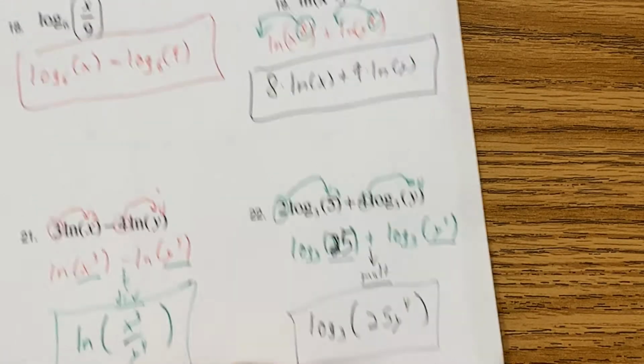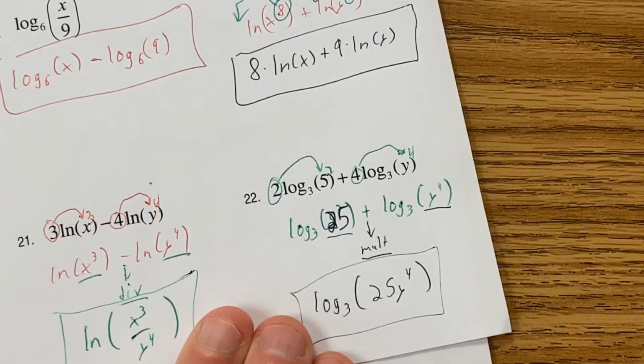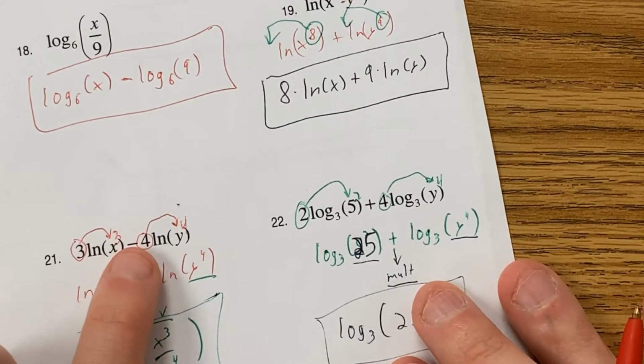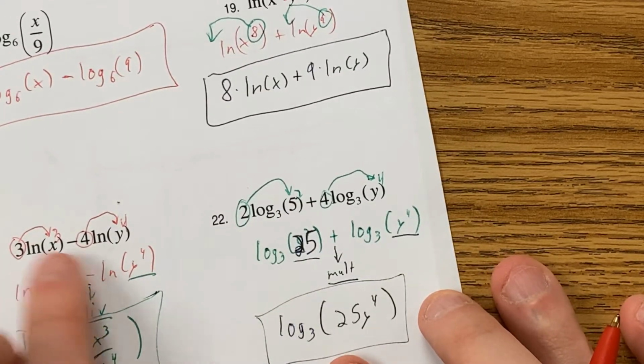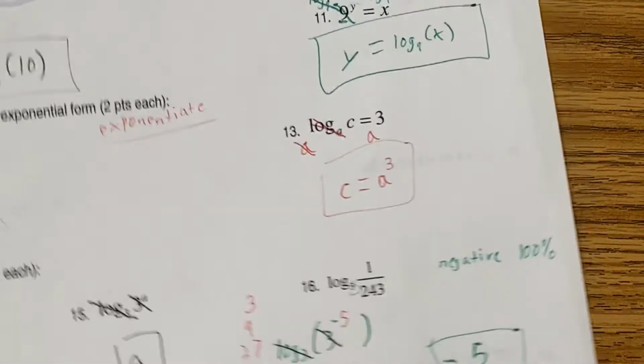So, very similar to previous sections, just going backwards. You just need to know subtraction becomes division, adding becomes multiplying, and any numbers in front become exponents.